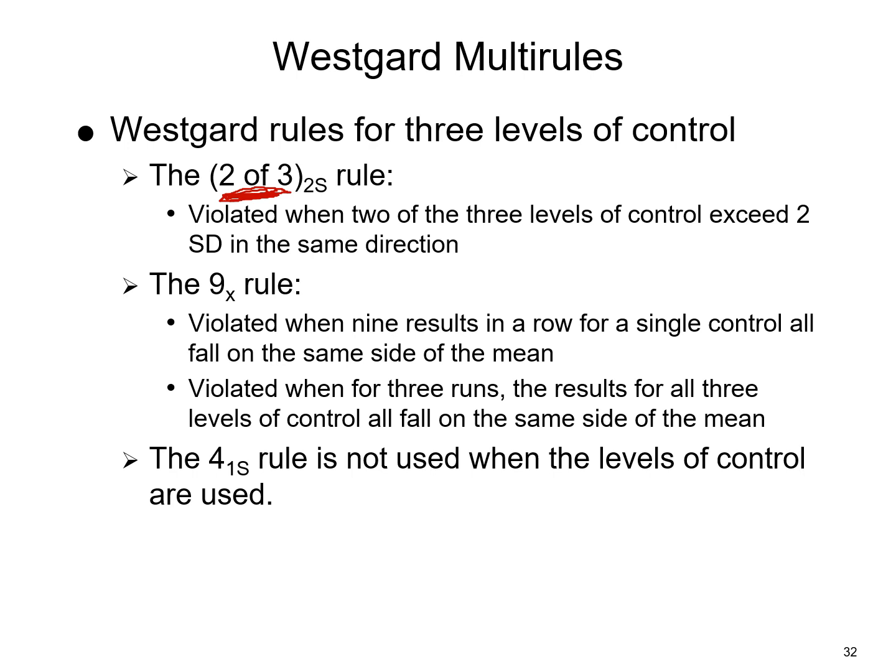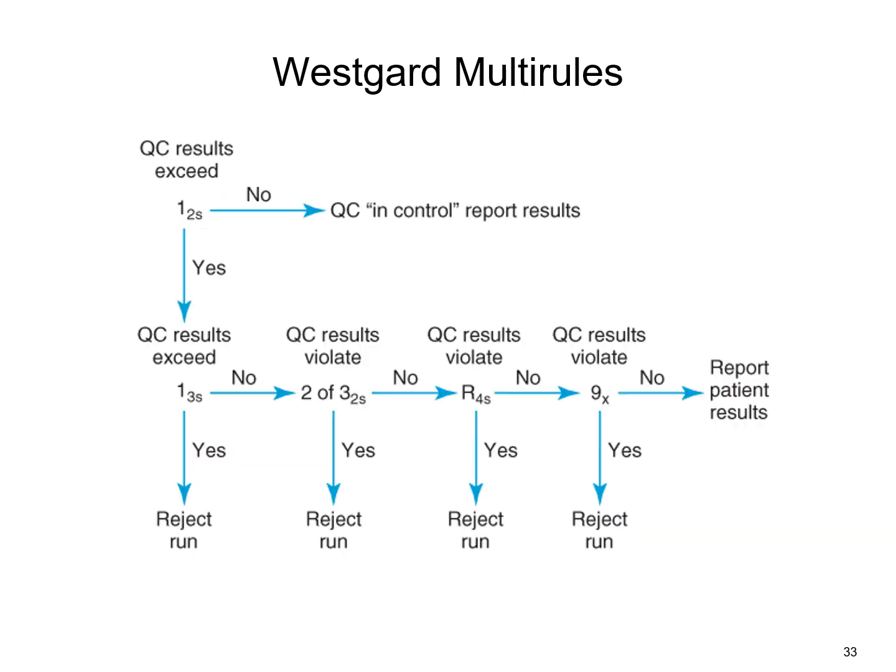The 4-1S rule is not used when you use 3 levels of control. So just do keep that in mind. And of course, the institute that you work for will have these rules in place to help you make these decisions and calls of what to do when. So here's a chart that walks you through those rules again for when you're looking at those 3 data points or 3 QC levels.